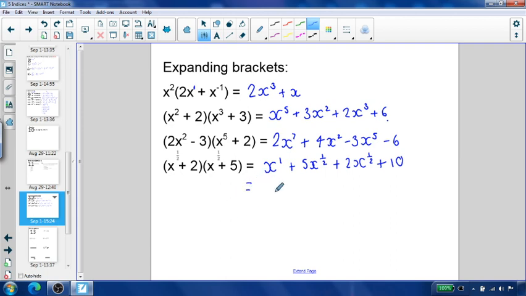Now I can do some simplifying here. I'm going to rewrite this as x, and then I'm going to combine these two to get 7x to the power of a half, and I'm going to add 10 on the end.